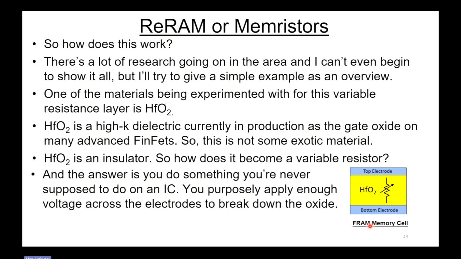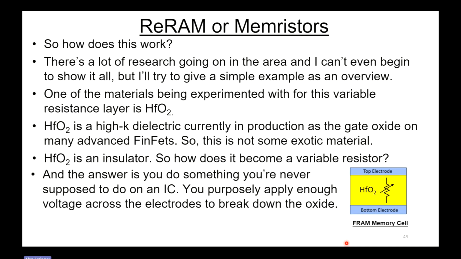I'm sure it's all over the place at TSMC. Hafnium dioxide is great because it's a high-K dielectric, and it's very similar to silicon dioxide. It's an insulator. So how does an insulator become a variable resistor? And the answer to that is you do something you're never supposed to do on an IC.